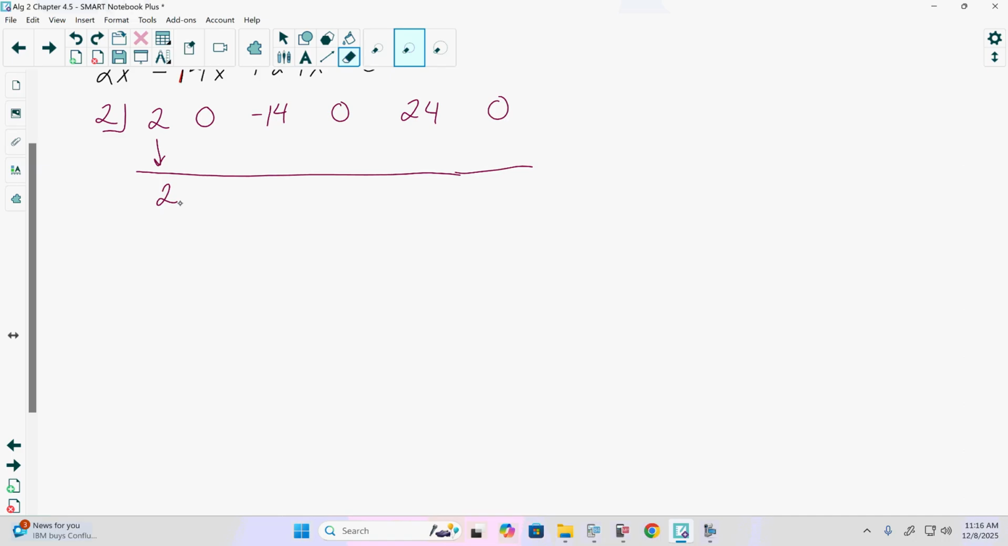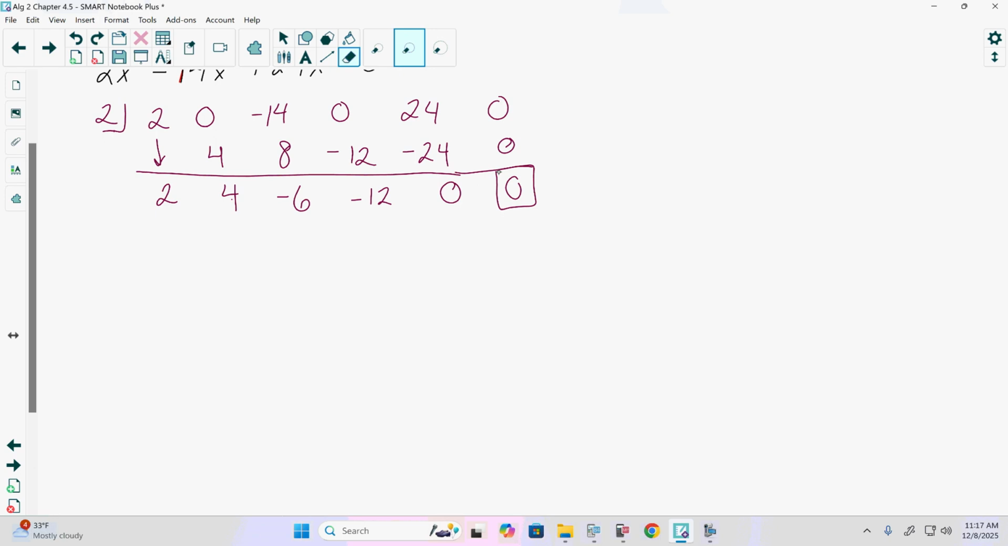Now, 2 times 2 is going to give us 4. 0 plus 4 is 4. 2 times 4 is 8. -14 plus 8 is -6. 2 times -6 is -12. 0 plus -12 is -12. 2 times -12 is -24. 24 plus -24 is 0. 2 times 0 is 0, and 0 plus 0 is 0.